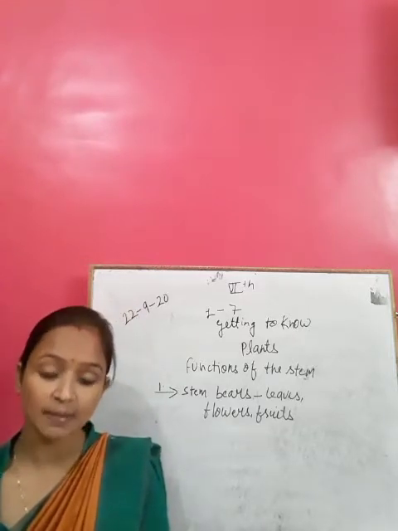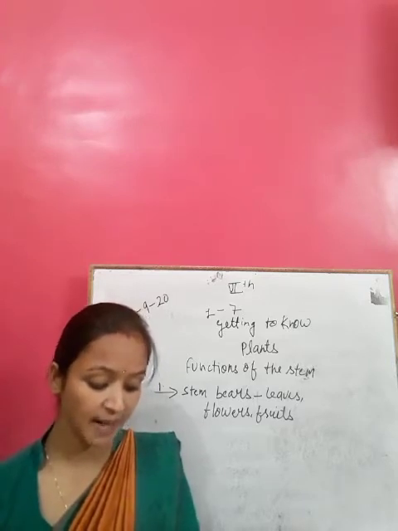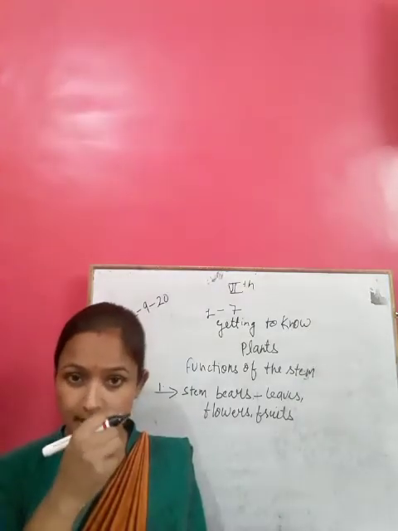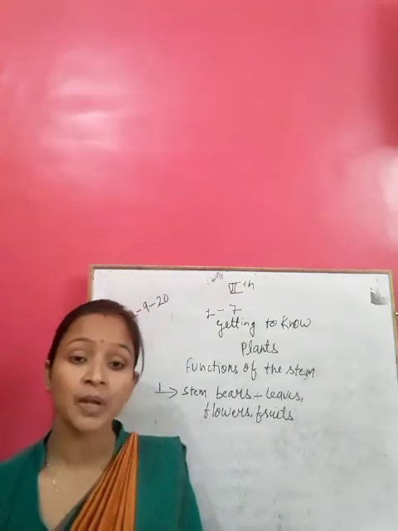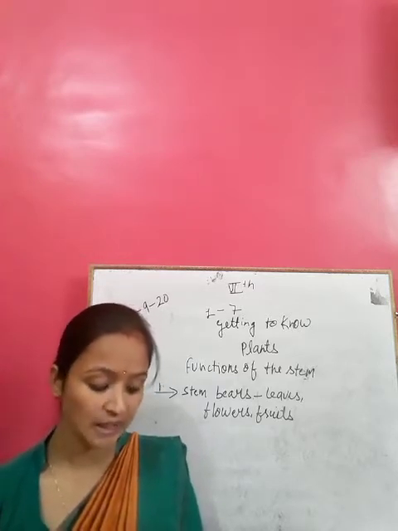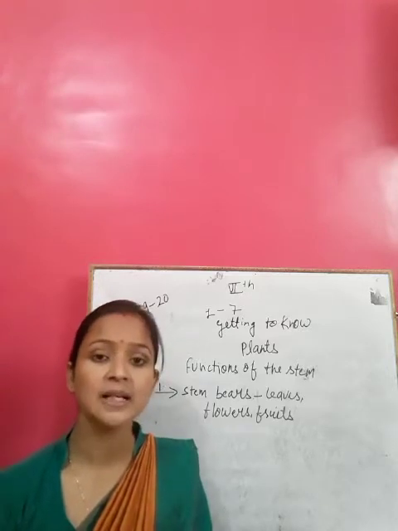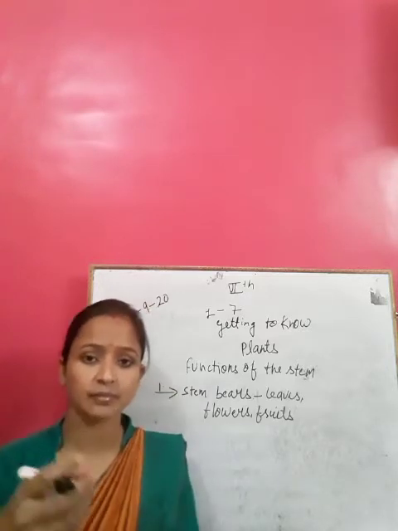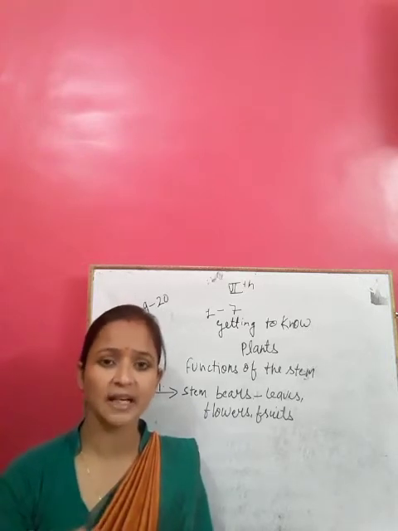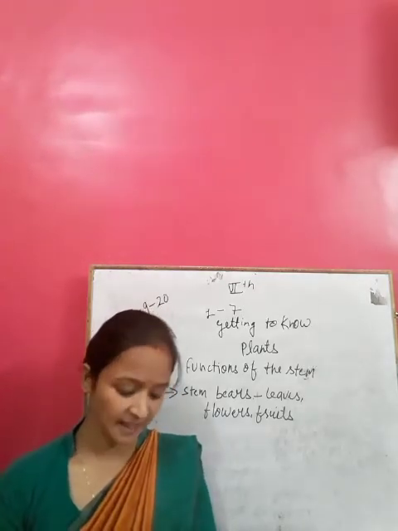Second one, a stem and its branches hold the leaves in such a manner that the leaves get maximum possible sunlight. The arrangement of the stem is like that so they can get the possible sunlight. That's why they stand properly in front of the sunlight.